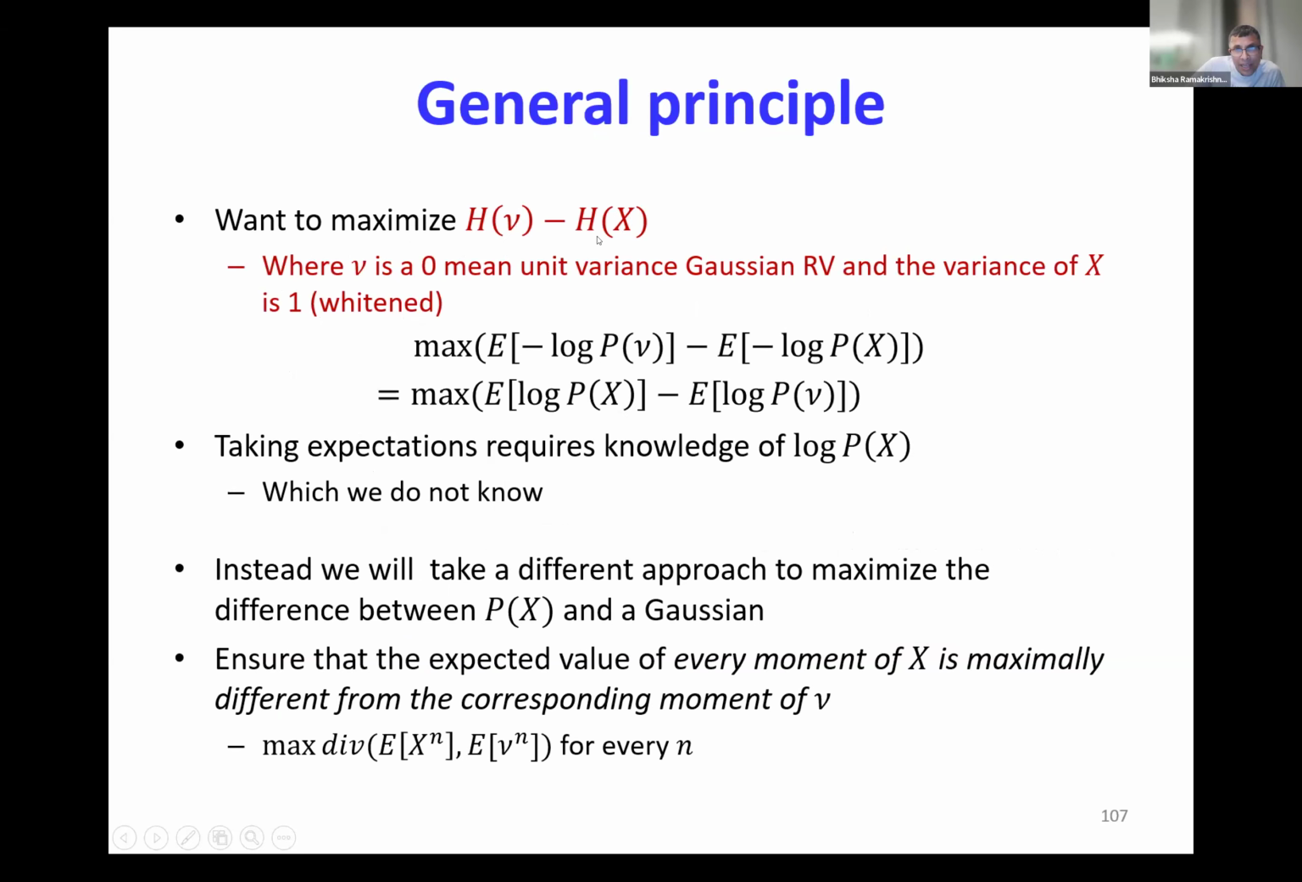So x is going to be my whitened data, which means the variance is 1, right? So what this means is that I'm going to be maximizing the expected value of minus log p of v minus the expected value of minus log p of x. Or I can flip it around. I'm maximizing the difference between the expected value of log p of x and the expected value of log p of v, right?